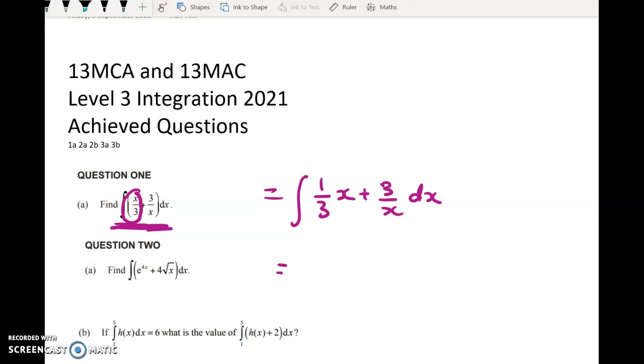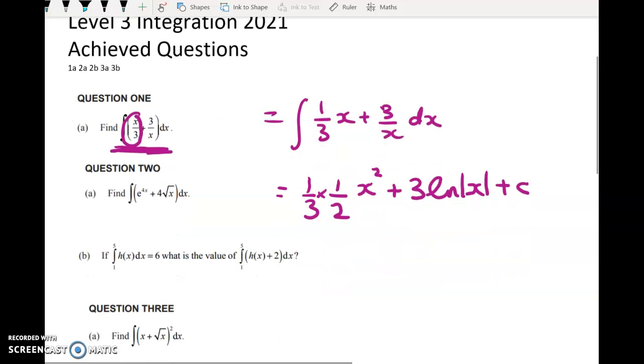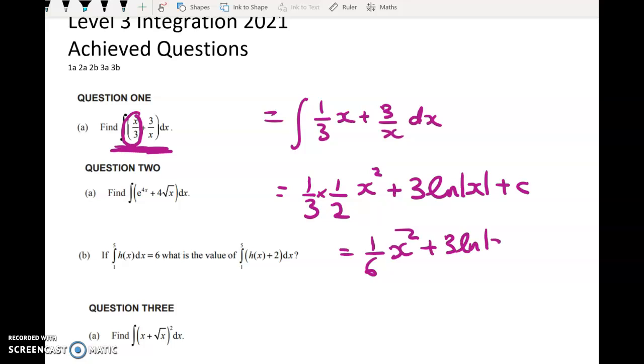If we want to anti-differentiate that, we're going to have 1/3 times something x squared. We have to undo the squared when we differentiate by multiplying by 1/2. The next one, 3 over x, comes from 3 times the natural log of x plus c. So cleaning that up, we get 1/6 x squared plus 3 ln x plus c.